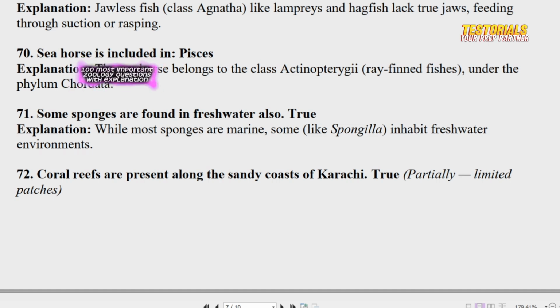71. Some sponges are found in freshwater also. True. Explanation: while most sponges are marine, some, like Spongilla, inhabit freshwater environments. 72.